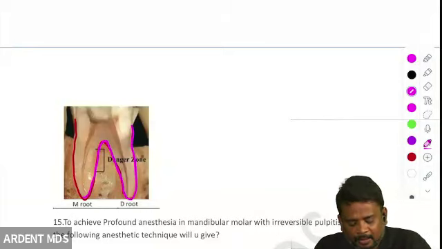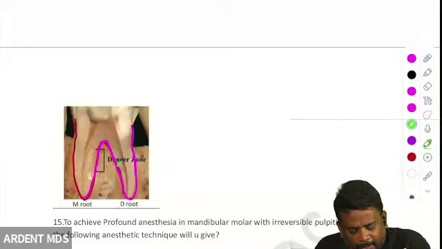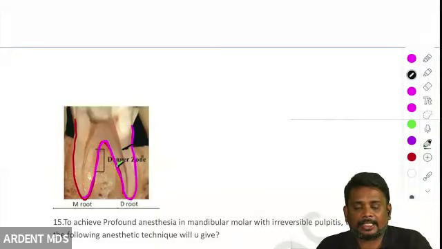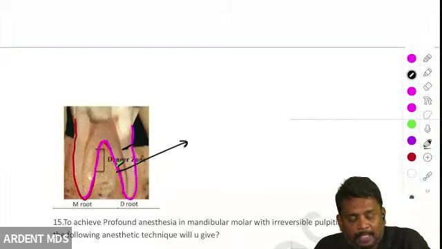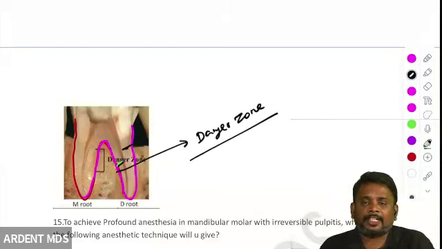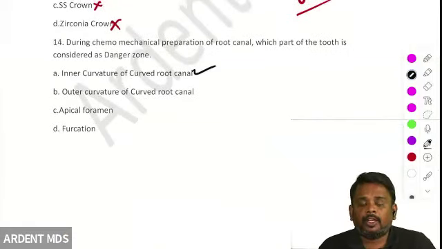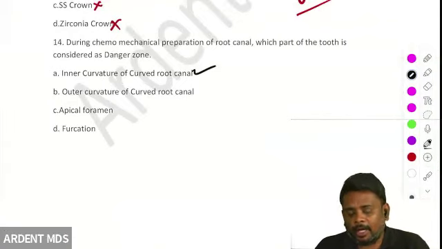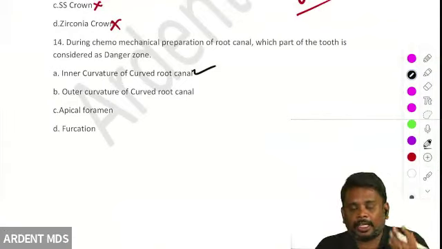So the pink color, where is this area? The dentin thickness is comparatively very less compared to the outer. So that is why the inner part is called the danger zone, students. So the answer for this question is the inner curvature. The inner curvature of the curved root canal, where the dentin thickness is very less, is usually considered the danger zone, right? So coming to question number 15.